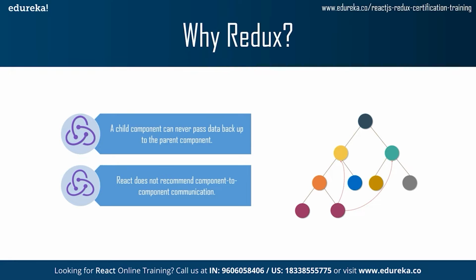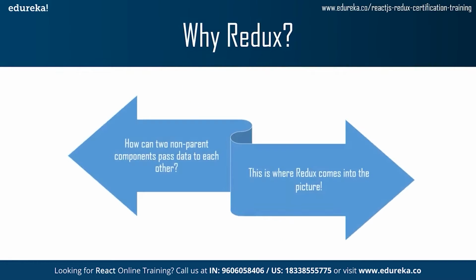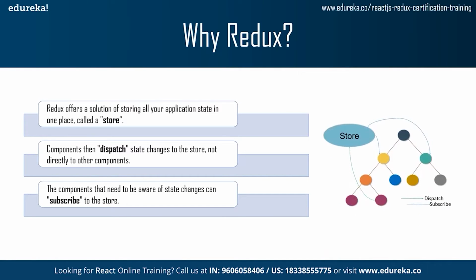and here is the catch. So the question comes is, how can two non-parent components pass data to each other? This is where Redux comes into the picture. As you can see in the picture, a store is a place where you can store all your application state together. Now the components can dispatch state changes to the store and not directly to the other components. Then the components that need the updates about the state changes can subscribe to the store.